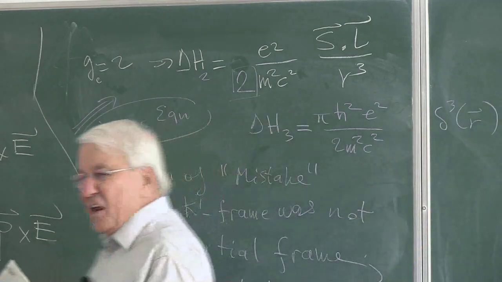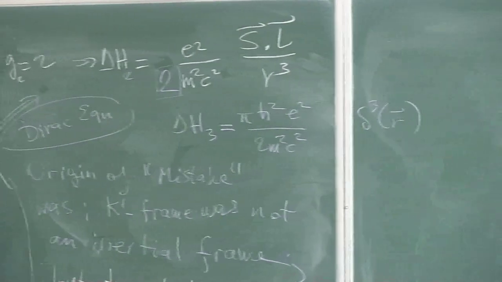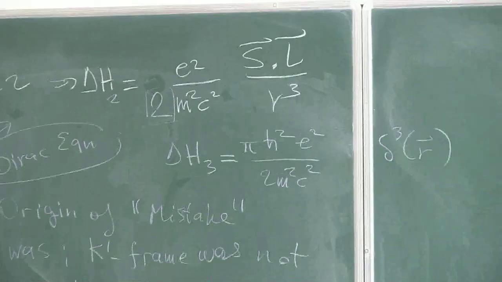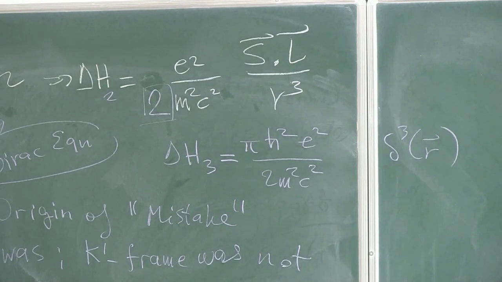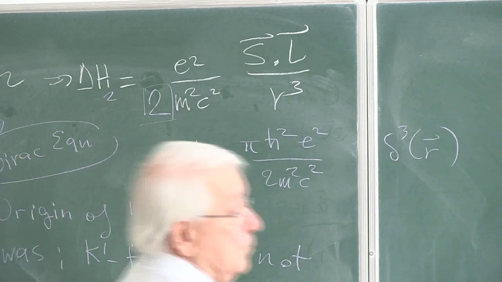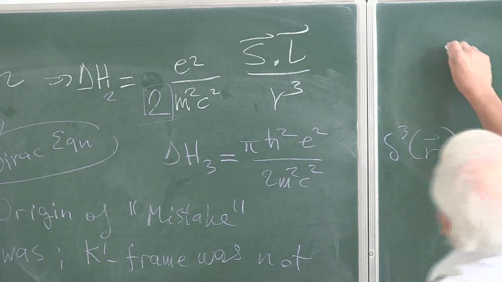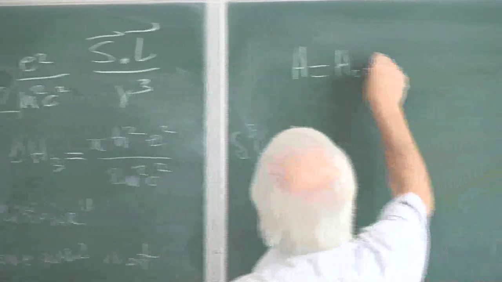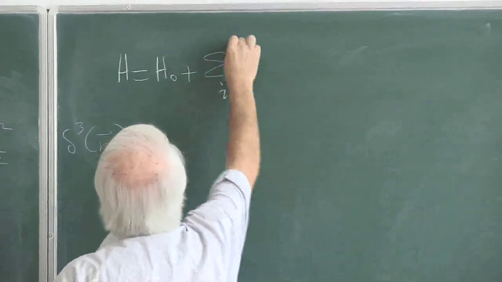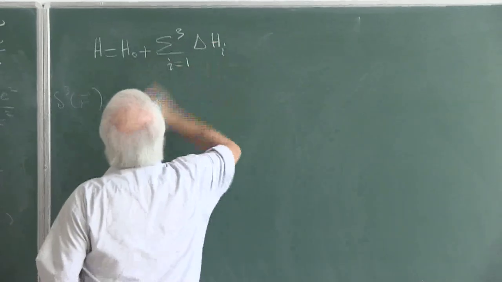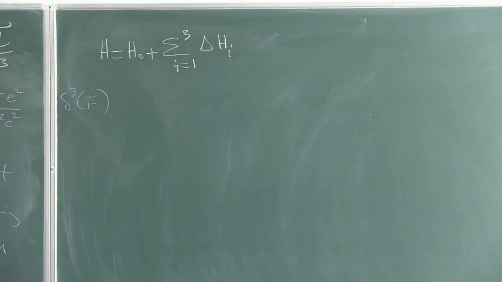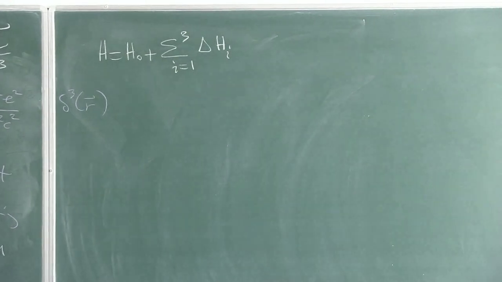You see how strange that term is. It acts at the origin. There is an infinite force. When you come very close to the origin, it pushes you away by an infinitely strong force. That's the Darwin term. So we have the following complete Hamiltonian: H is H0 plus the sum from 1 to 3 of delta Hi. These are the ones which I have to treat as perturbations to compute their corrections, the corrections coming from these on the energy eigenvalues, on the spectrum.